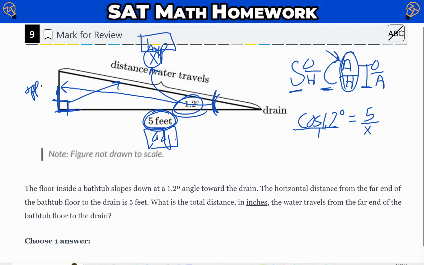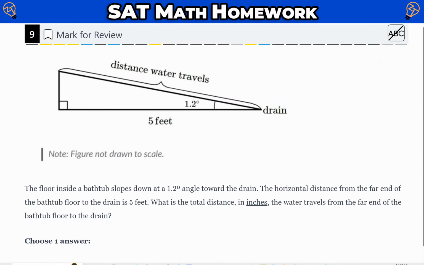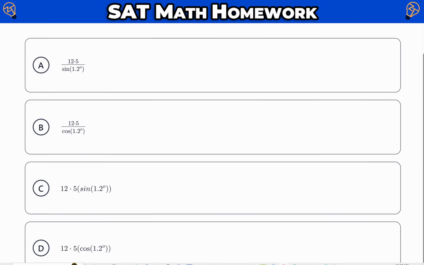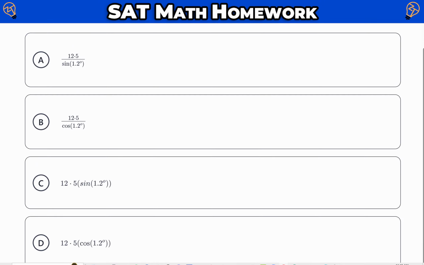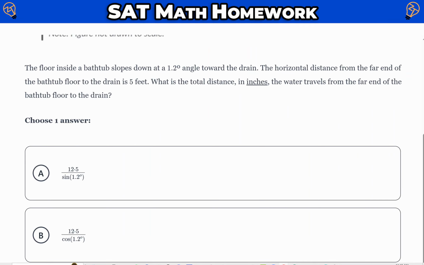And now I have a proportion where I'm going to cross multiply. I always like to start with the cross product that involves the variable, the x, so x times cosine 1.2 is equal to 5. Now I'm going to get x by itself by dividing both sides by cosine 1.2. What's also important is to think, is there any reason for me to put this in my calculator? Again, when you look at the answer format, you can see they did not put any of these in the calculator, so we know that we're just going to leave our answer as is.